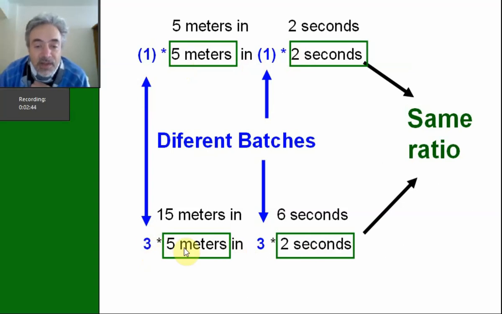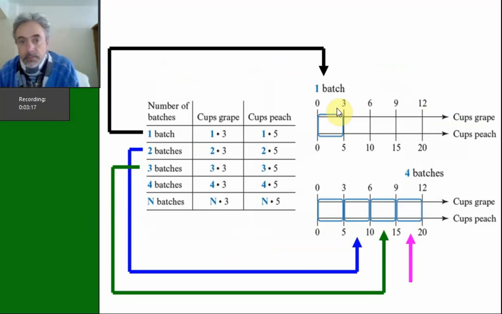So 3 times 5 is 15 here, and 3 times 2 is 6. So 15 meters in 6 seconds is the same as 3 batches of 5 meters in 3 batches of 2 seconds. So they have the same ratio. We can say that those two people are running at the same speed, even though the second person is running more distance, right? We have different batches only, but the same ratio.